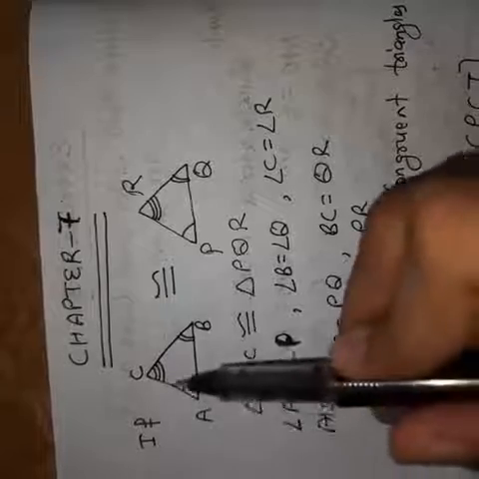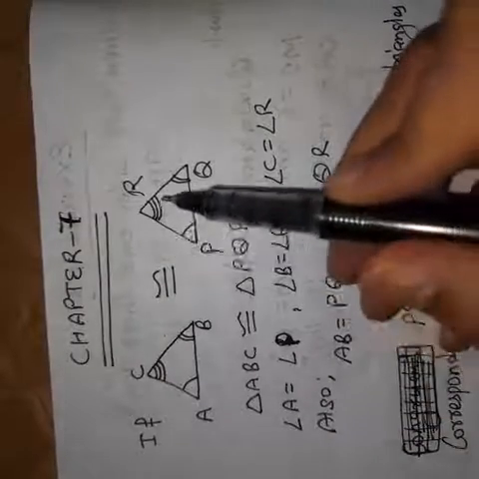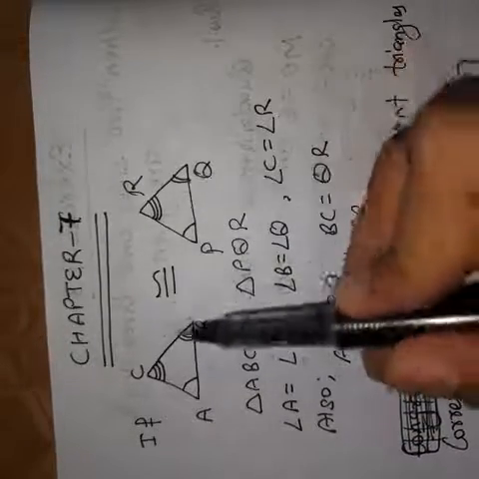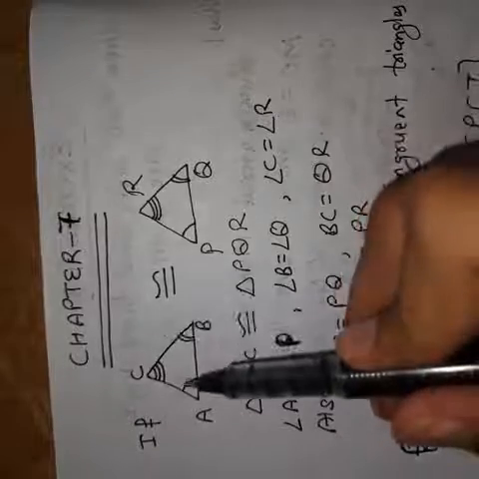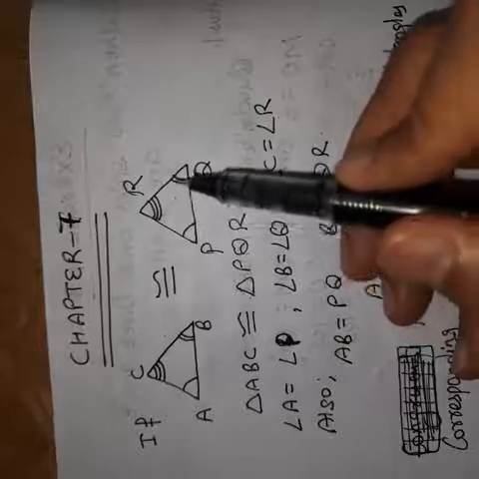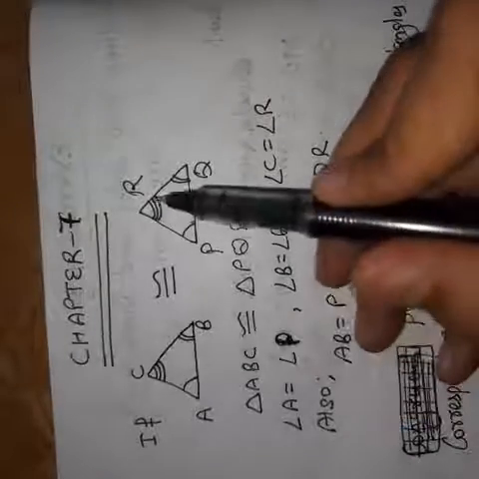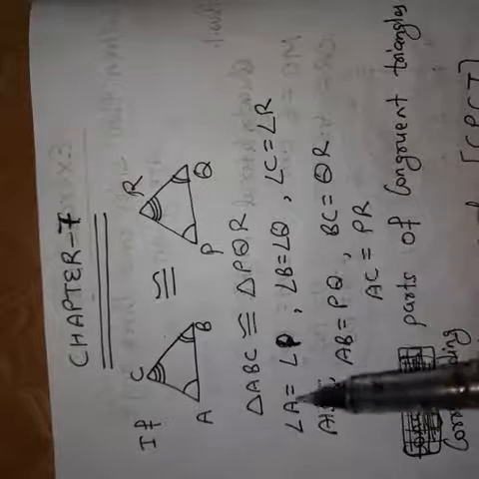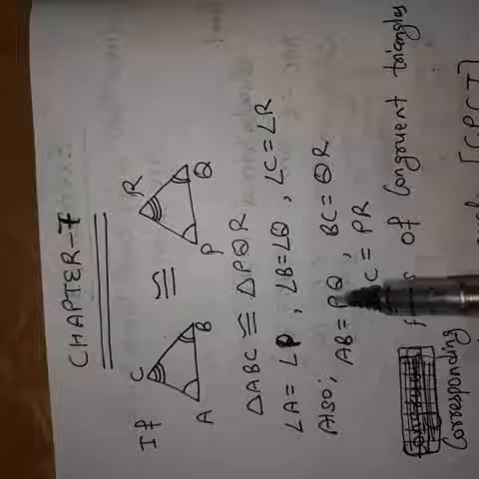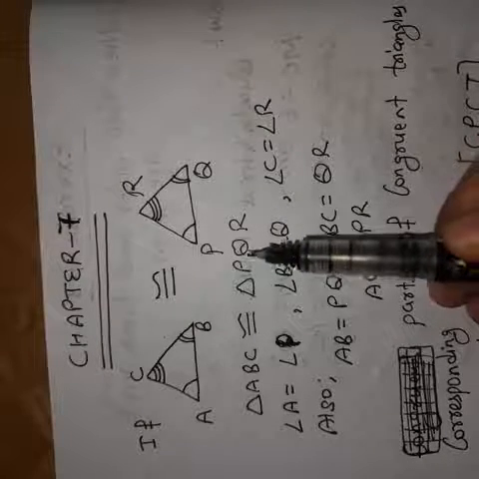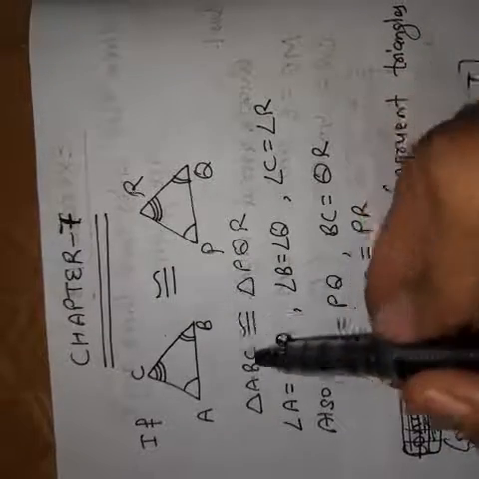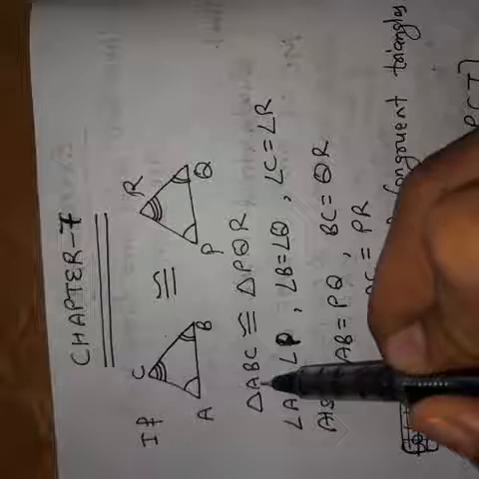So we can say that when two triangles are congruent, then their corresponding all three angles are equal to each other. Angle A is equal to angle P, angle B is equal to angle Q, and angle C is equal to angle R. So all three angles are equal. Also, as size of these triangles is also equal, then their corresponding sides are also equal. Corresponding sides we can identify from here.